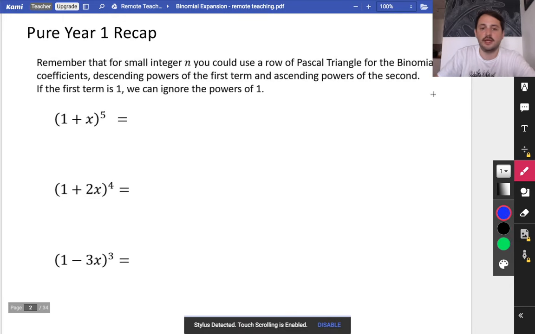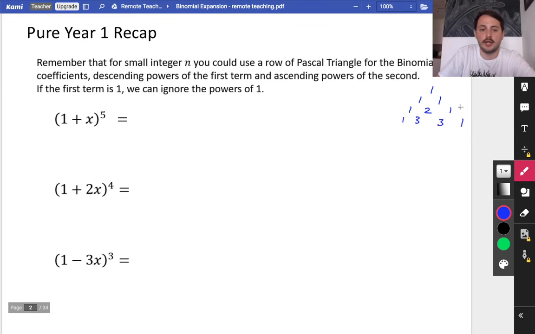So I'm just going to do a quick reminder of Pascal's triangle. We've got our 1, 1, 1, and then 1, 2, 1, 1, 3, 3, 1, and I'm going to need to go up to the next couple of rows as well. So 1, 4, 6, 4, 1, and 1, 5, 10, 10, 5, 1. If you're not sure how to do this, you're going to need to do some recap from Pure 1.